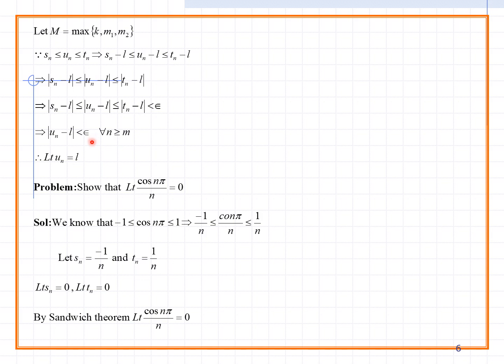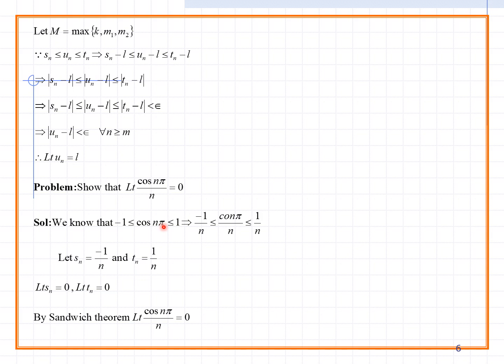Let us see the problem. Show that limit n tends to infinity of cos n pi by n equals 0. We know that minus 1 is less than or equal to cos n pi, which is less than or equal to 1. So the cos n pi value lies between negative 1 and 1. Why? Because cos n pi equals minus 1 power n.